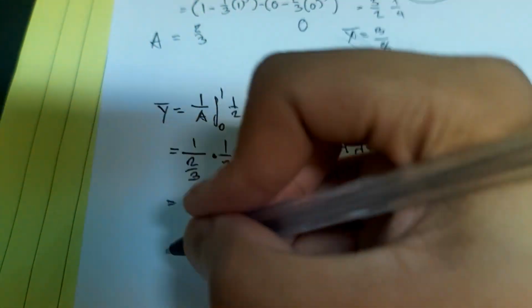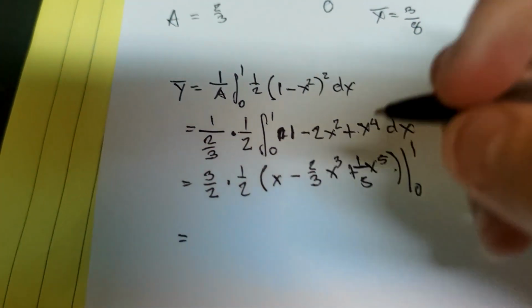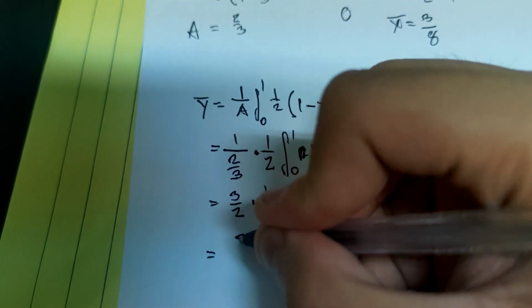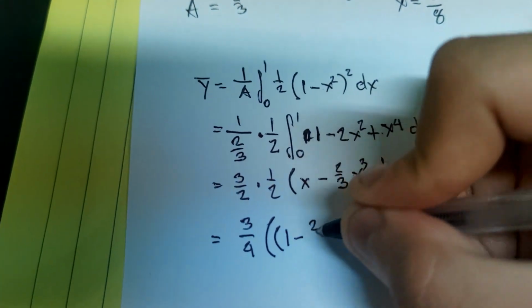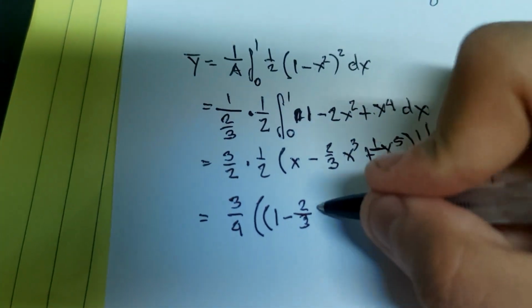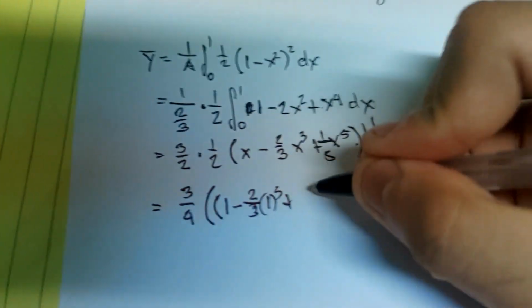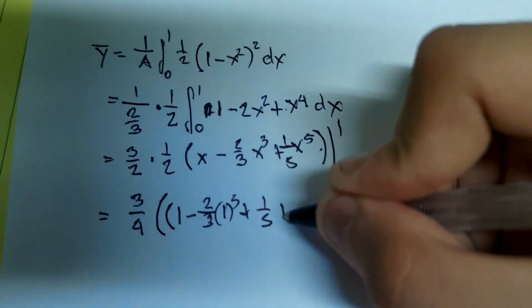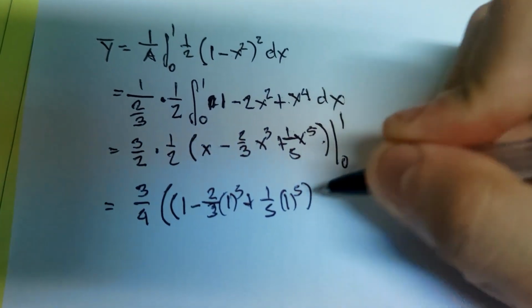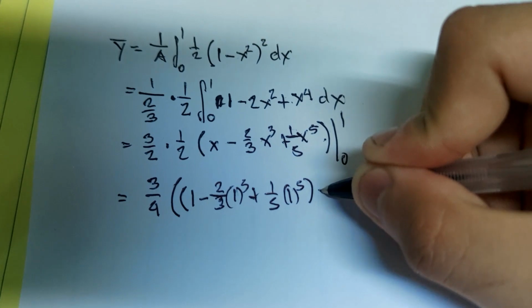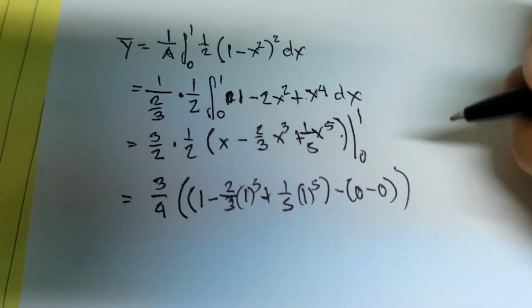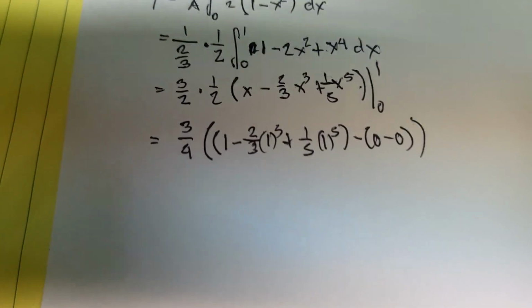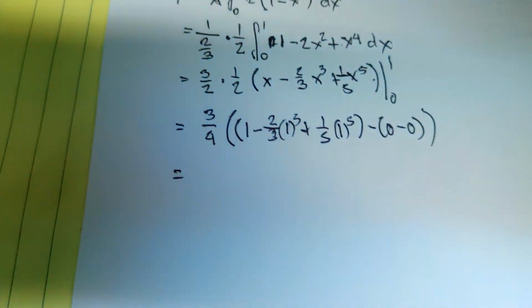So now we can plug in. 3/2 times 1/2 is just 3/4. And then we plug into x: 1 minus 2/3 times 1 raised to 3, plus 1/5 times 1 raised to 5, and then minus 0 minus 0. Okay, and then we can solve this further.